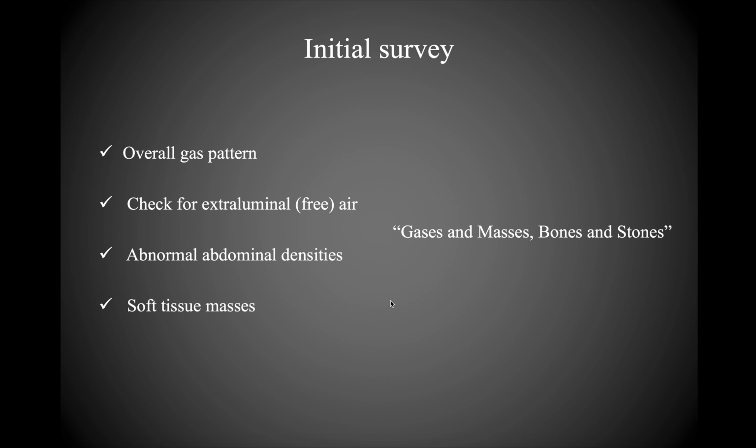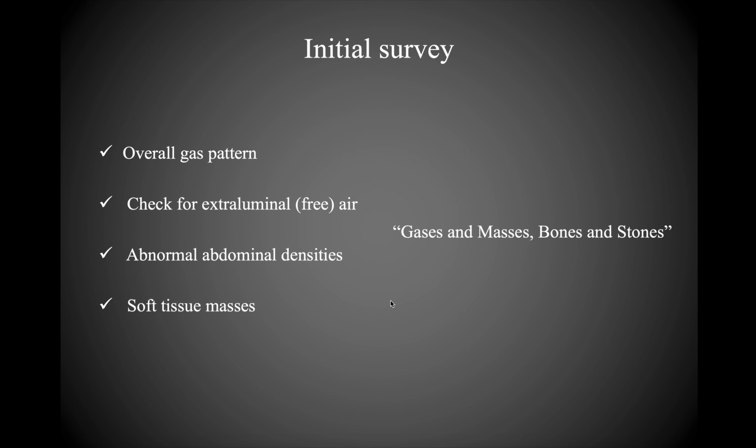So with the initial survey, the overall idea here is to look for gases and masses, bones and stones. So the first thing to do is to look at the overall gas pattern, and we'll talk more about what I mean by that, but you're looking for gas in the stomach, gas in the intestines, and then some other areas like in the rectum where you might see some gas there as well.